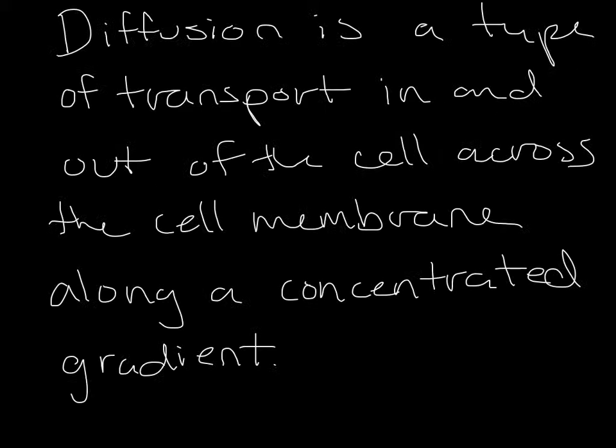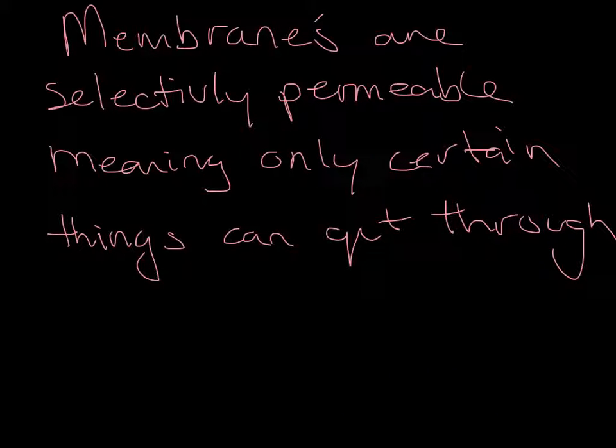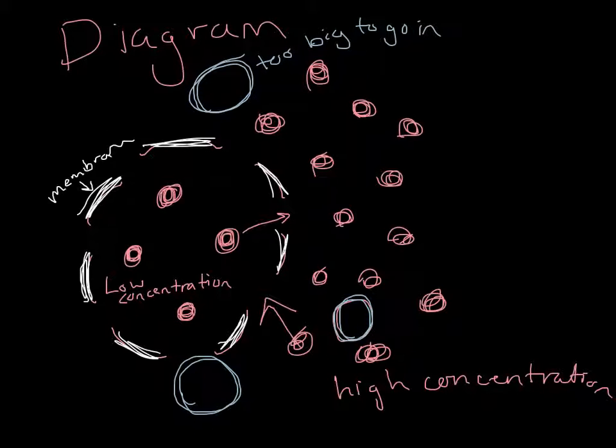Diffusion. Diffusion is a type of transport in and out of the cell across the cell membrane along a concentration gradient. Stuff moves in and out of the cell to try to get to an area where there is less concentration of itself. Membranes are selectively permeable, meaning only certain things can get through. And guess what? It requires no energy. What? So here's an example of diffusion, like in a diagram.